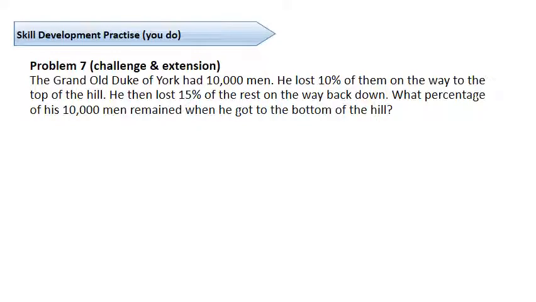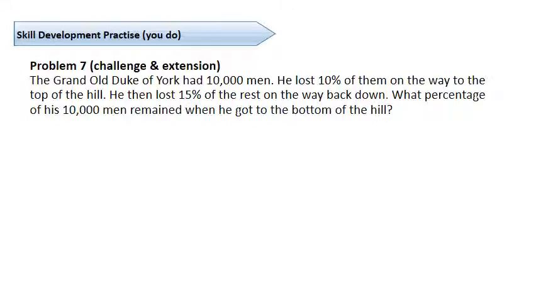Alright, on to the challenge question. The Grand Old Duke of York had 10,000 men. He lost 10% of them on the way to the top of the hill. He then lost 15% of the rest on the way back down. What percentage of his 10,000 men remained when he got to the bottom of the hill? Okay, so let's start. This has a few sections to it, so let's just look at the first step.